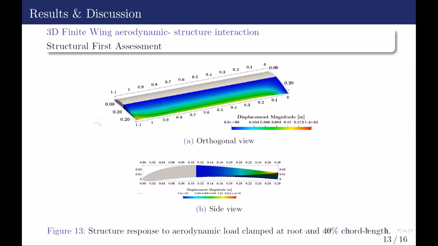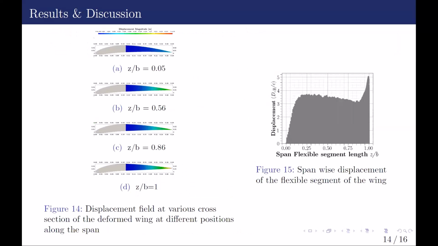I wanted just to show some preliminary results on this. There are also some sections across the wing to see the deformation as well, and the conclusion of displacement in terms of the span-wise. We see that the higher displacement is at the tip, as I mentioned, of the wing here.